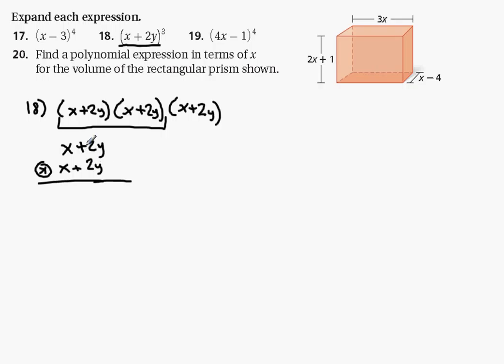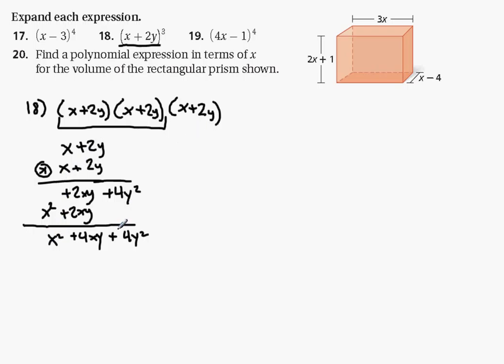So this leaves me 2y times 2y is a positive 4y squared. 2y times x is a positive 2xy. Moving one term over on the bottom, I have x times 2y, again is a positive 2xy. And x times x is x squared. Add your columns. I have 4y squared plus 4xy plus x squared.